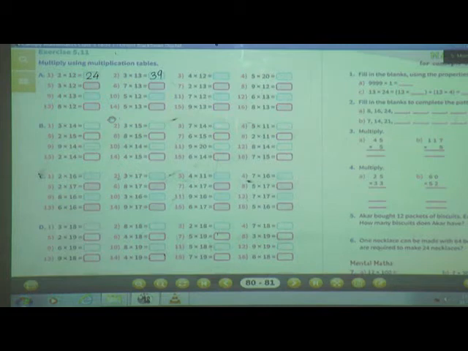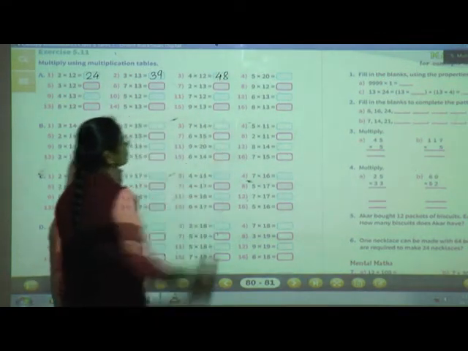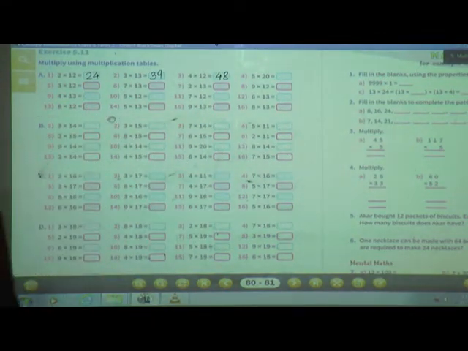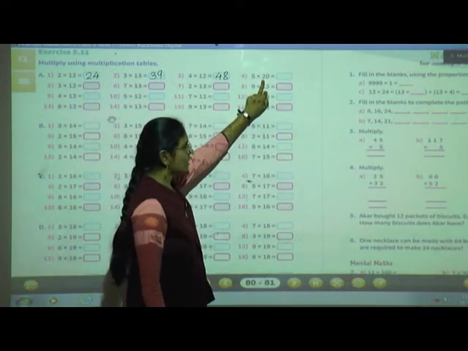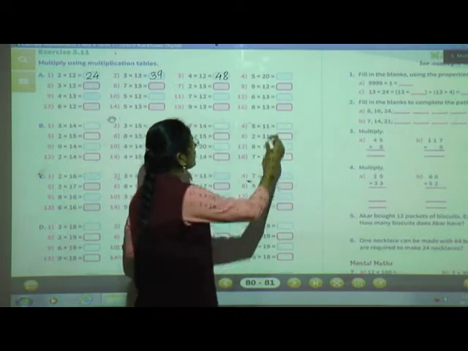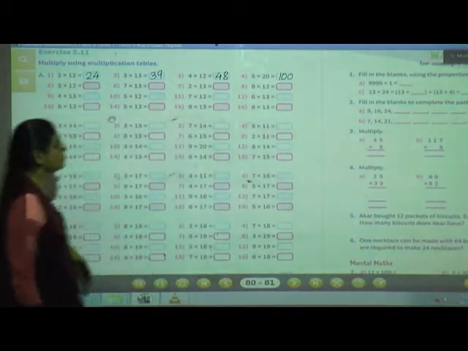Next, 4 into 12. You have to say the table of 12 till 4. 12 into 4, yes, 48. Write here 48. Fourth one, 5 into 20. Say the table of 20. 20 into 5, 5 twenties are 100. So write here 100.